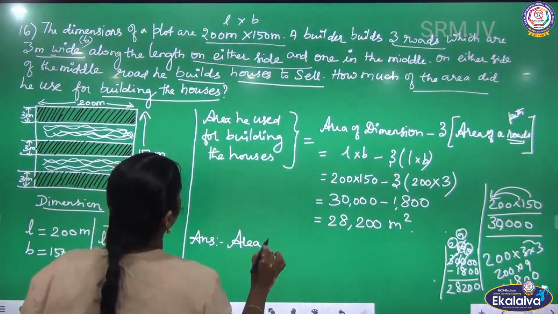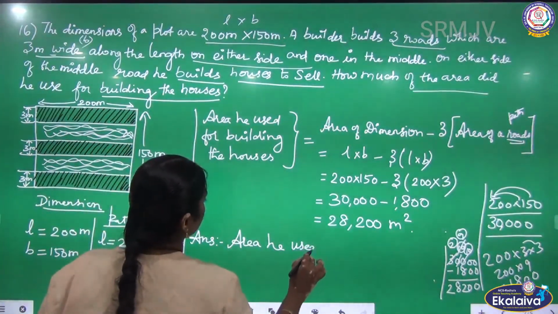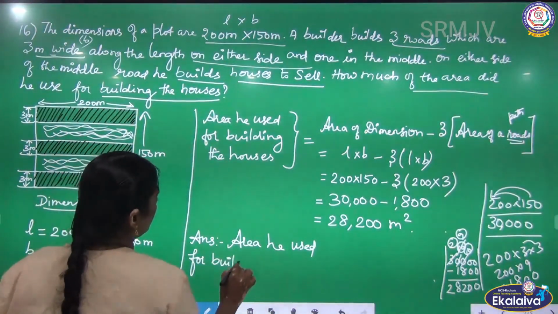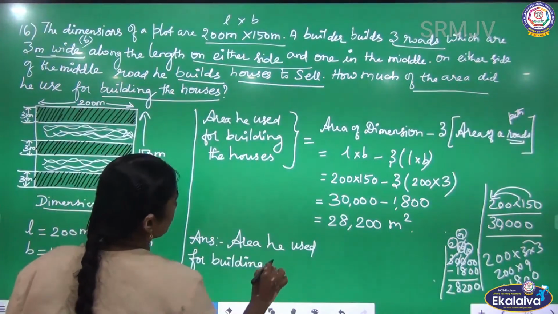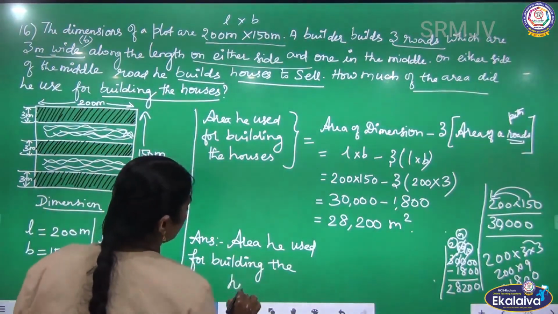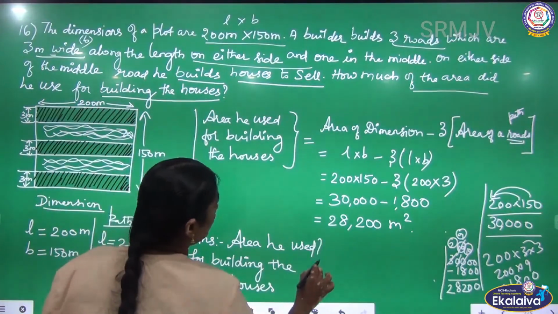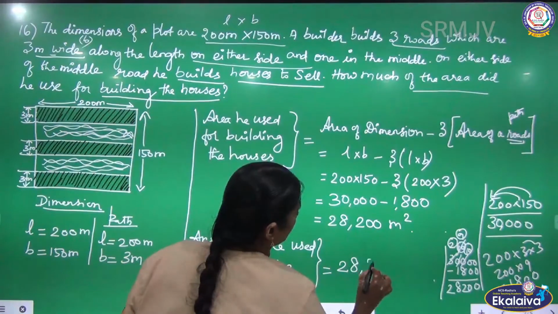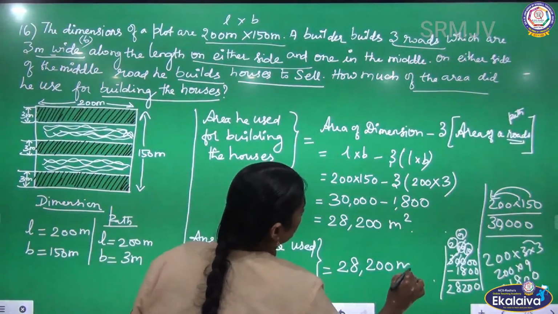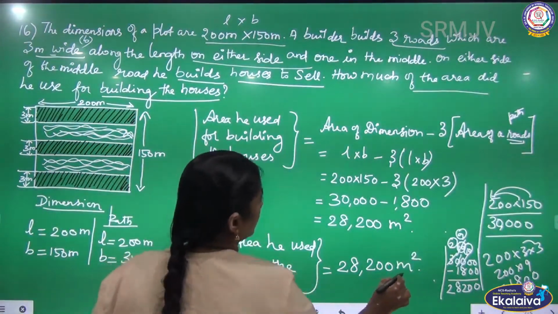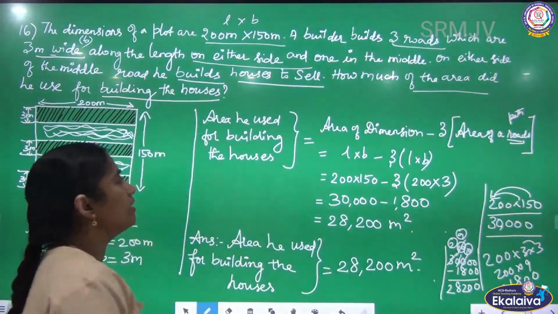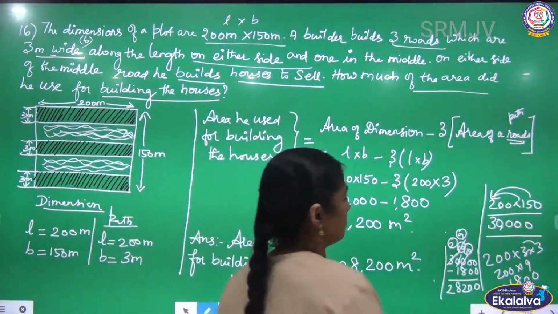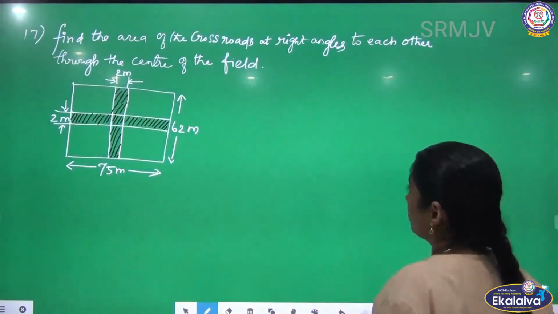Area used for building the houses is equal to how much area? 28,200 meter square. Can you understand this, children? Can you understand this? Shall I move on to the next sum?